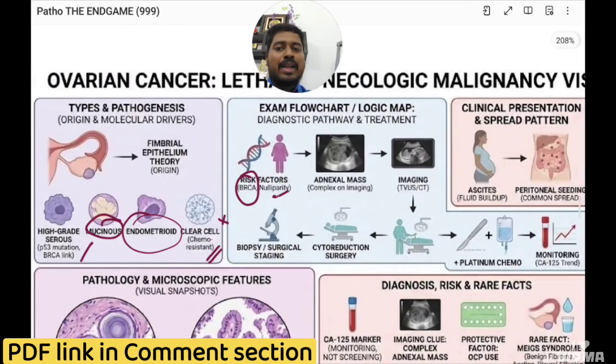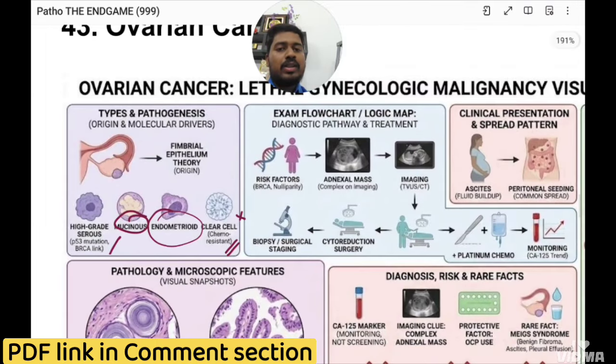Along with that, nulliparity. Why? Because in nulliparity there is unopposed estrogen action. There is no progesterone action. Progesterone is protective for ovarian carcinoma, whereas high estrogen is causative of ovarian carcinoma. So you do an ultrasound, and on ultrasound you will find an adnexal mass, that is an ovarian mass, and then you do imaging with transvaginal ultrasound or with CT.